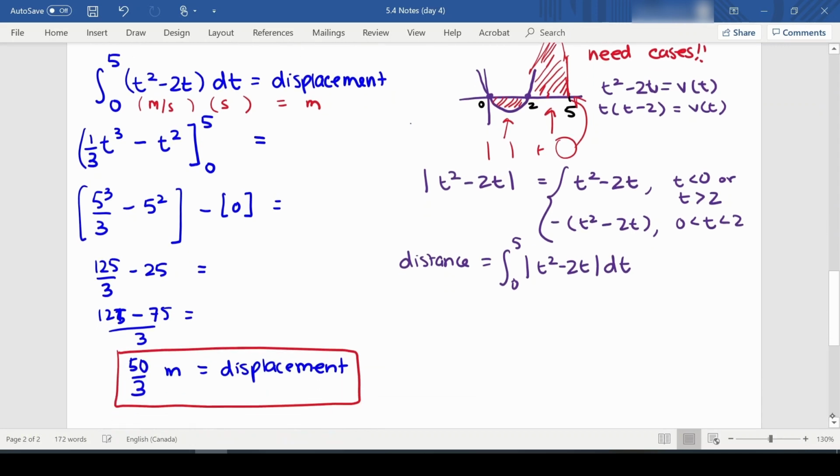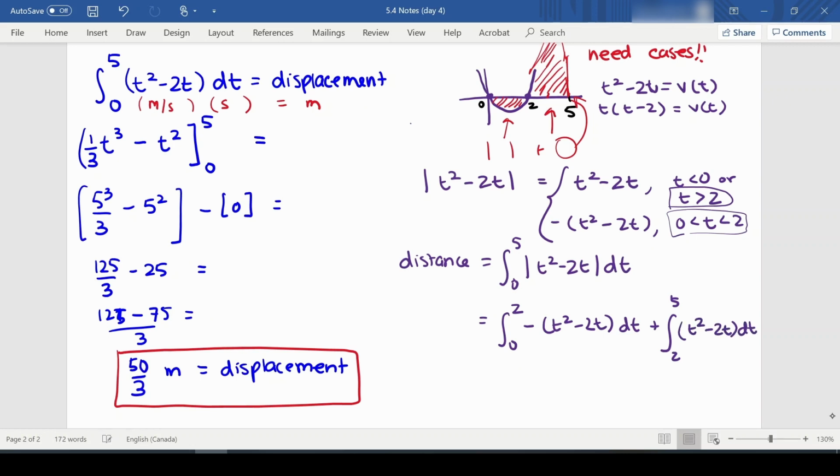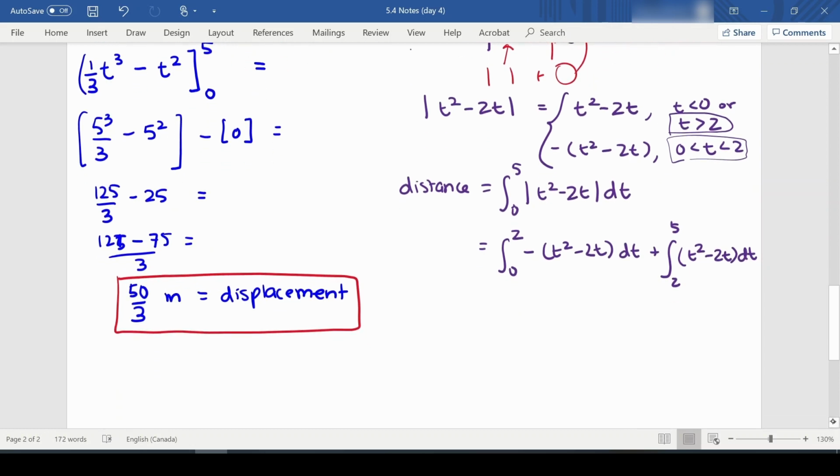When I split this into my two cases, my first case is going to go from 0 to 2, and it's going to be the negative version of our absolute value. Then our second case is going to go from 2 onwards, so in our case 2 to 5, because the question told us we're only going up to 5, of t squared minus 2t dt. So we're evaluating two separate integrals here. The first gives me negative 1 over 3 t cubed plus t squared, evaluated from 0 to 2. We do the antiderivative.